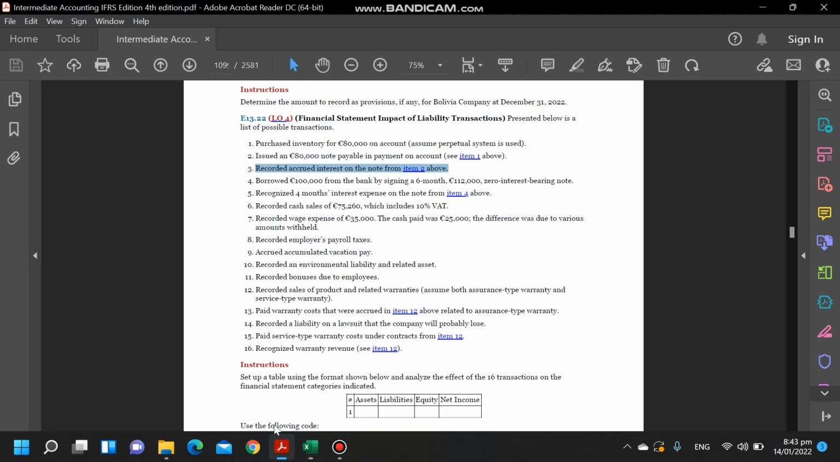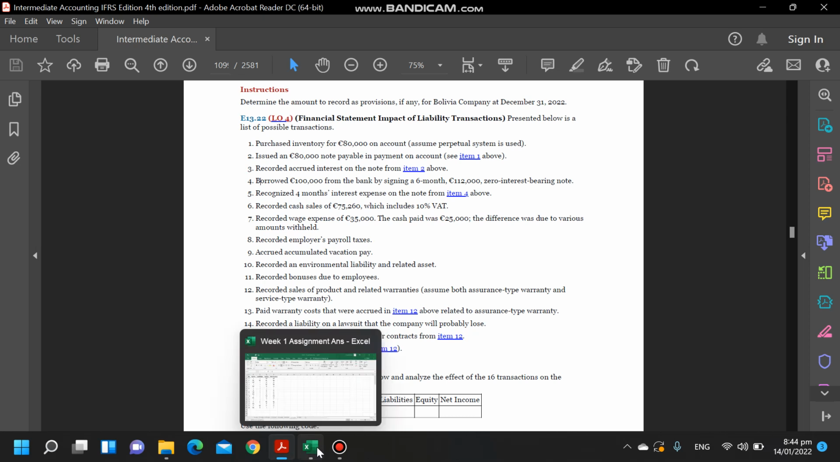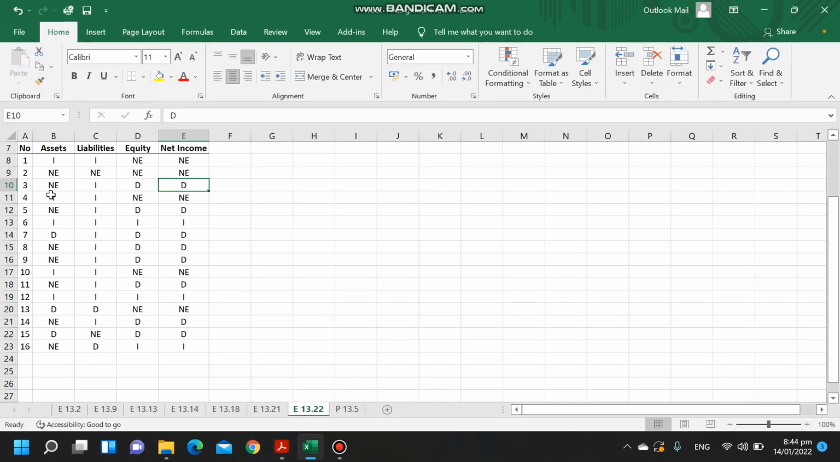And then number 4, borrowed 100,000 from the bank by signing a 6-month 112,000 zero interest bearing note. So we are borrowing using the zero interest bearing note. So of course our cash will be increased, and also the liabilities. So asset is increased, liabilities is increased, and equity and income have no net effect at all.